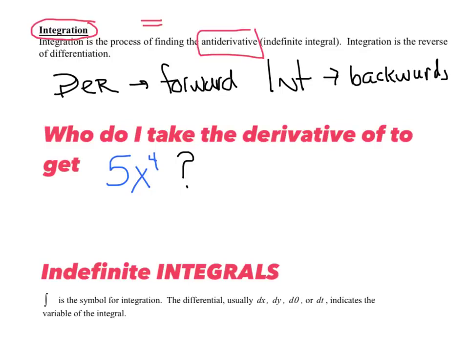So here's a great question to start with. Who do I take the derivative of to get 5x to the fourth? My guess is you can come up with that pretty quickly off the top of your head. Who are you going to take the derivative of? So the derivative of who equals 5x to the fourth. And again, I'm hoping by now you've kind of said x to the fifth is your answer. And if you did, you've just integrated. You've worked backwards.